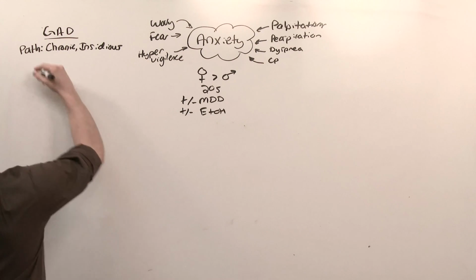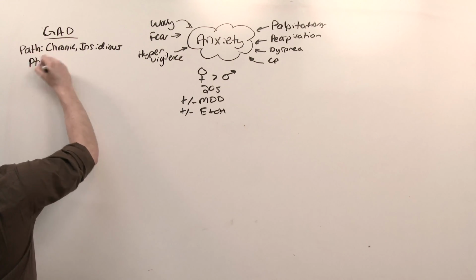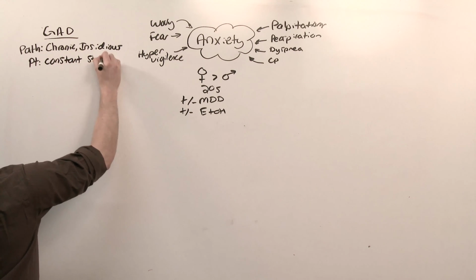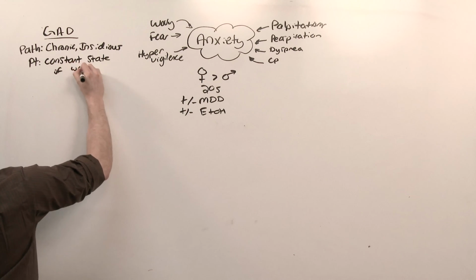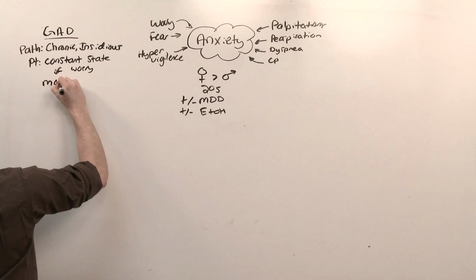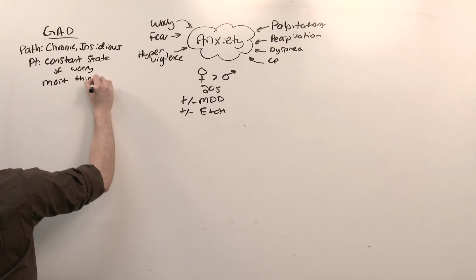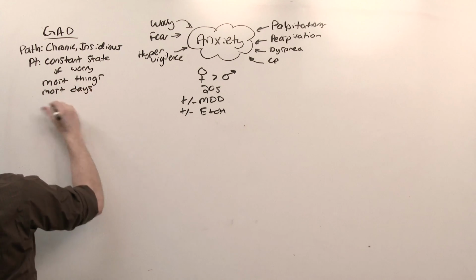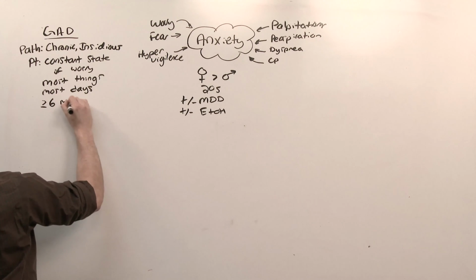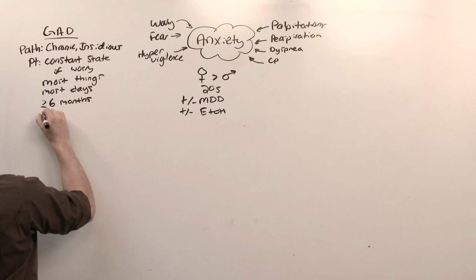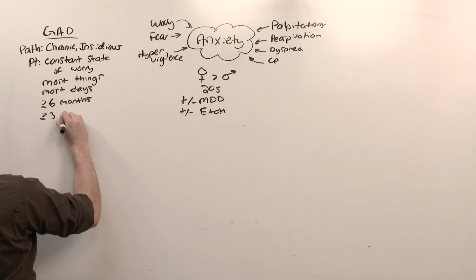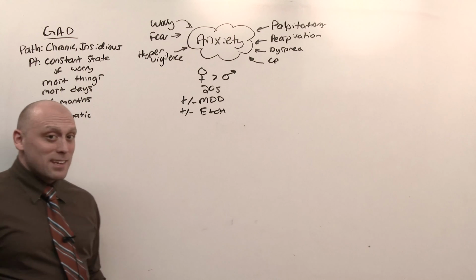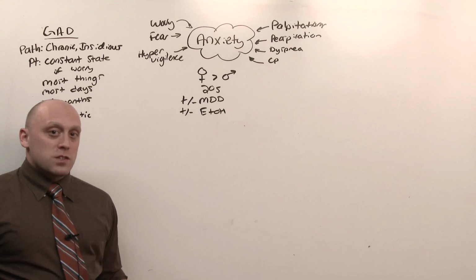And so the criteria to meet generalized anxiety disorder is a constant state of worry that is about most things on most days. There's also a timing component that is at least 6 months in duration, and must also involve somatic complaints. Somatic complaints can really be anything: fatigue, change in sleep, change in weight.